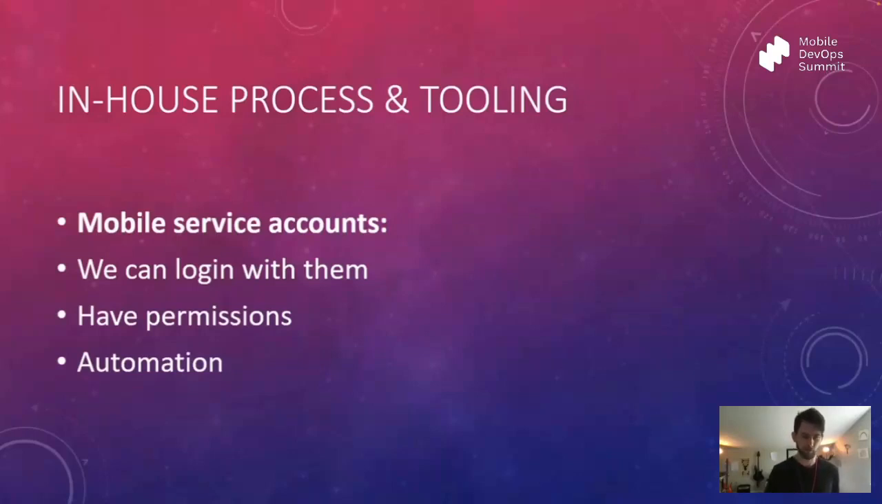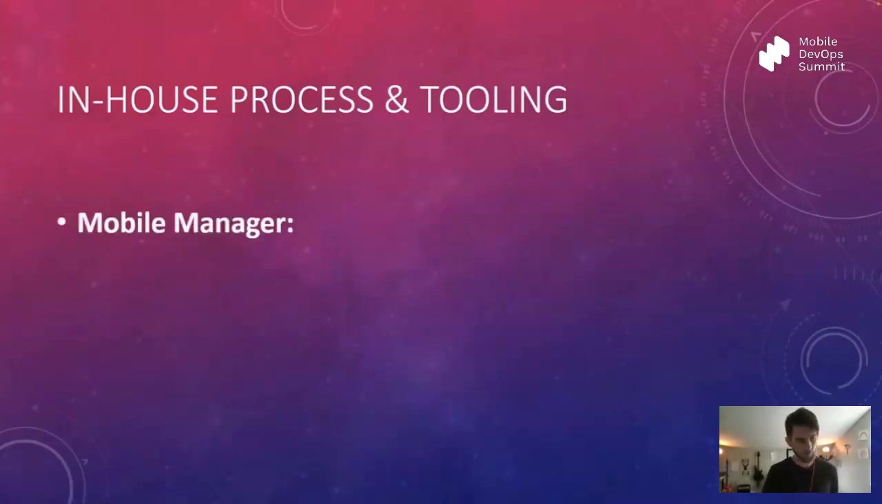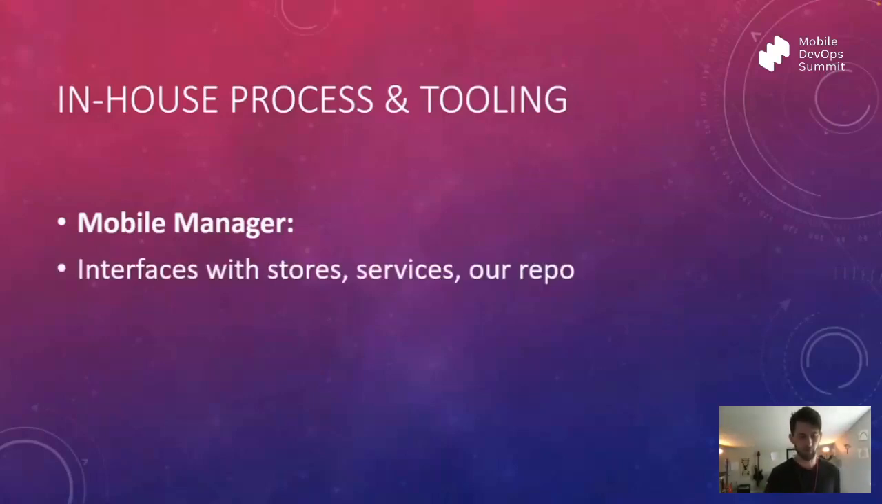And we use these service accounts to automate everything that we can. So we use Fastlane to automate a lot of the Apple stuff, and we use our own tooling to automate some of the Google Play stuff. So this one big tool that we have, it's an awesome microservice architecture app.